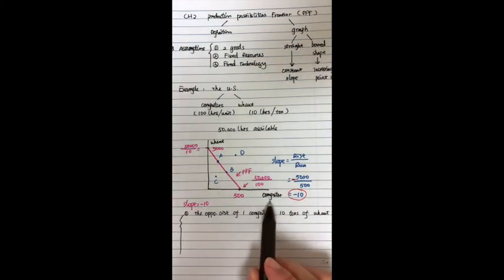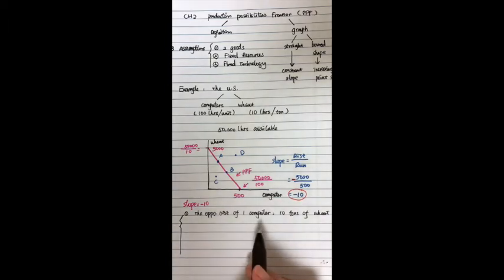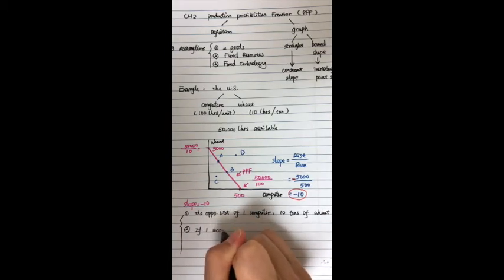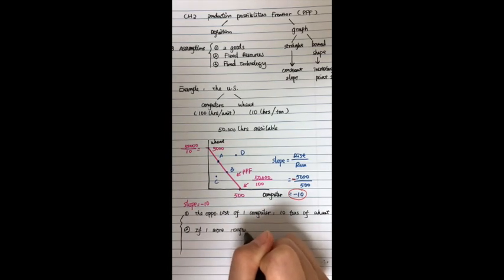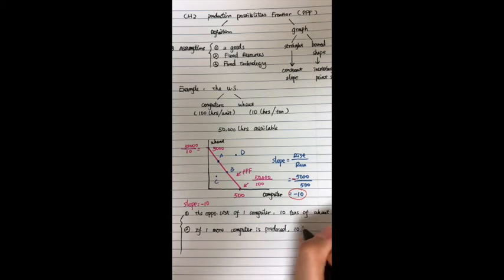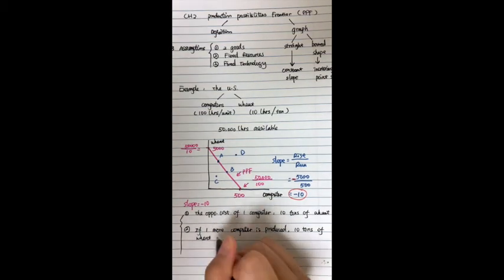Okay, that will be our first interpretation. Because we put the computers on the horizontal axis, therefore this slope represents the opportunity cost of one computer. Okay, we can also interpret it like this. If one more computer is produced, then 10 tons of weight needs to be given up.